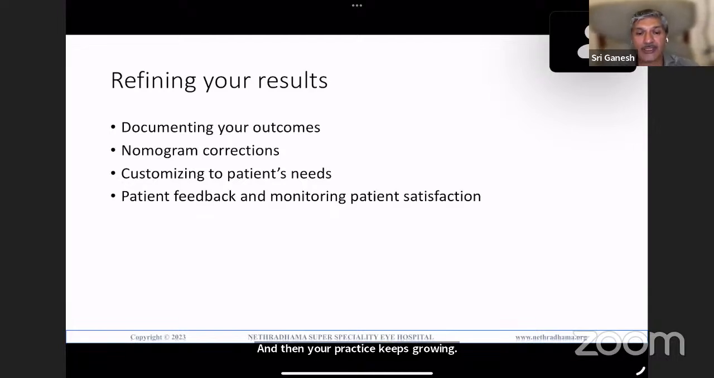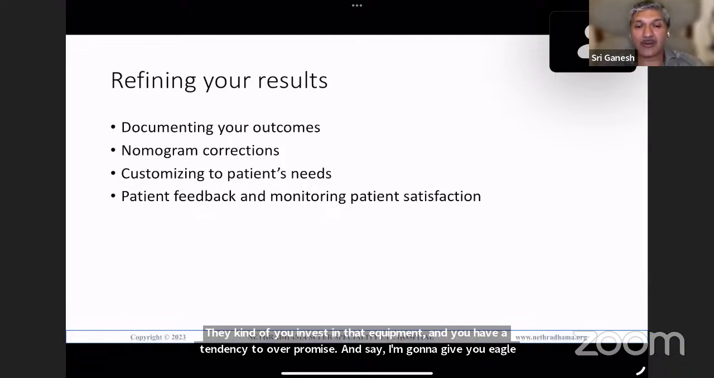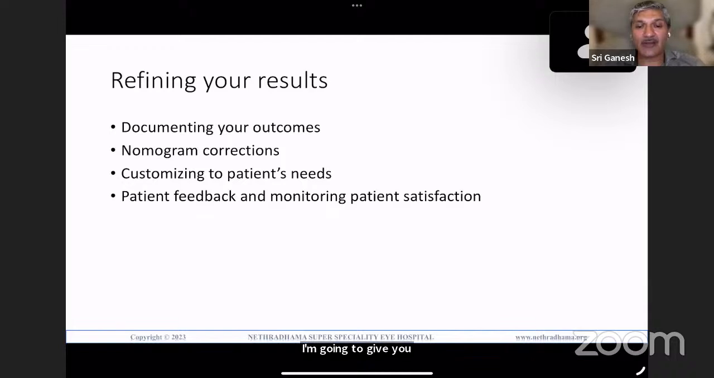And again, accuracy of correction. So what you promise your patients, don't overpromise. Like many of these wavefront corrections, you invest in that equipment and you have a tendency to overpromise and say, I'm going to give you eagle vision, I'm going to give you 6/3 vision. But that's something you cannot promise the patient. And if the patient does not get that, they'll be very upset.